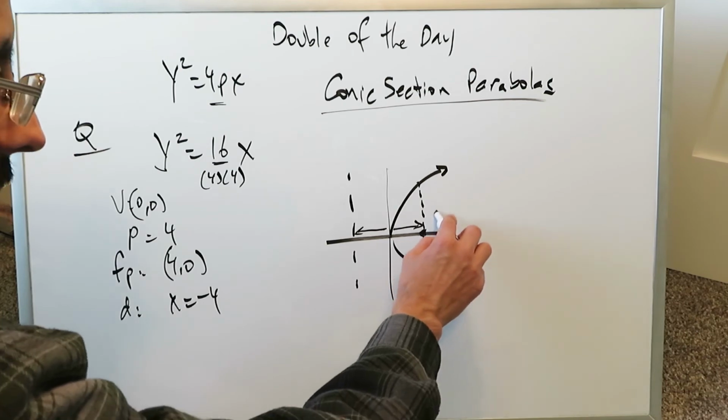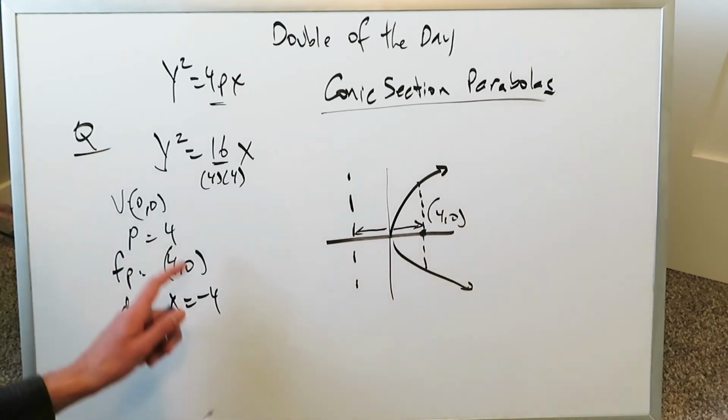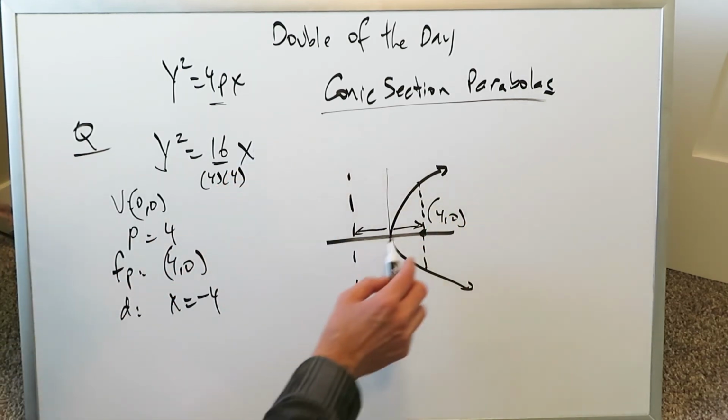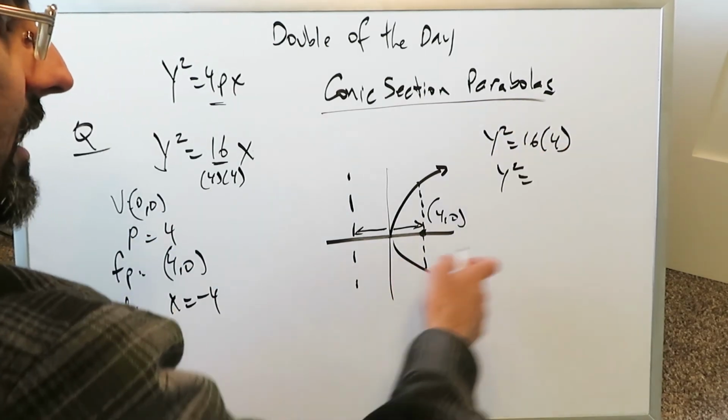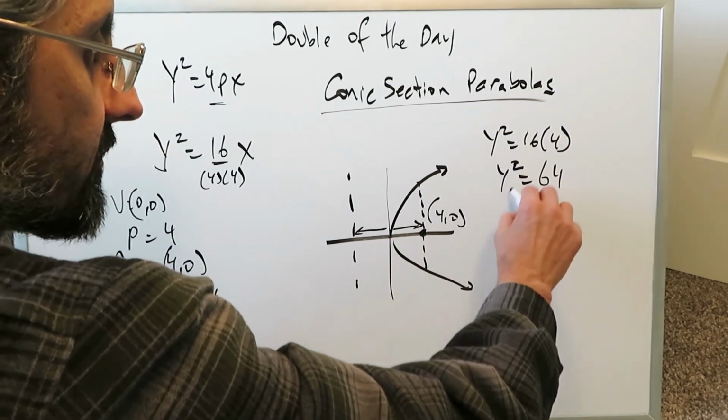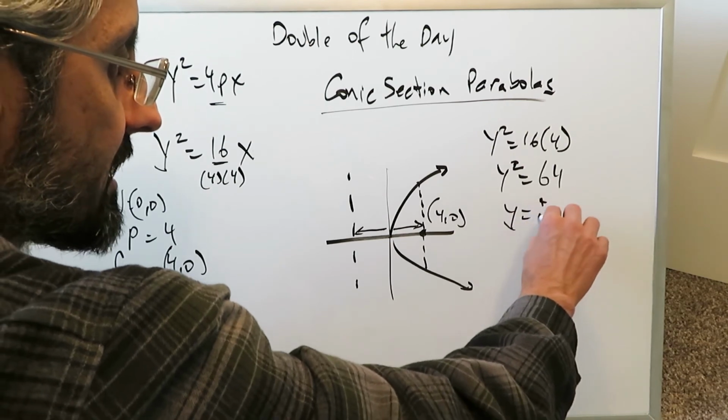What's the x-axis value here? It's 4, 0, right? Because my p value is 4, you put a 4 right in here. Y squared is equal to 16 times 4. Y squared is equal to 64, and therefore y is equal to plus and minus 8.